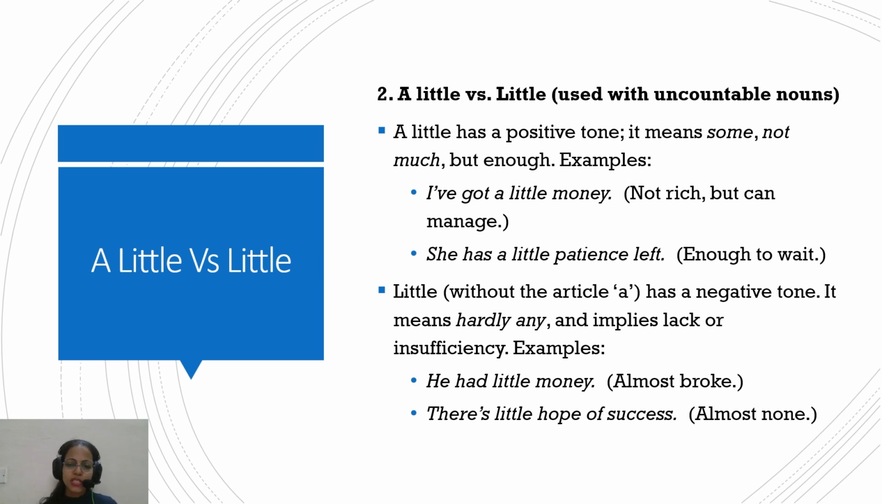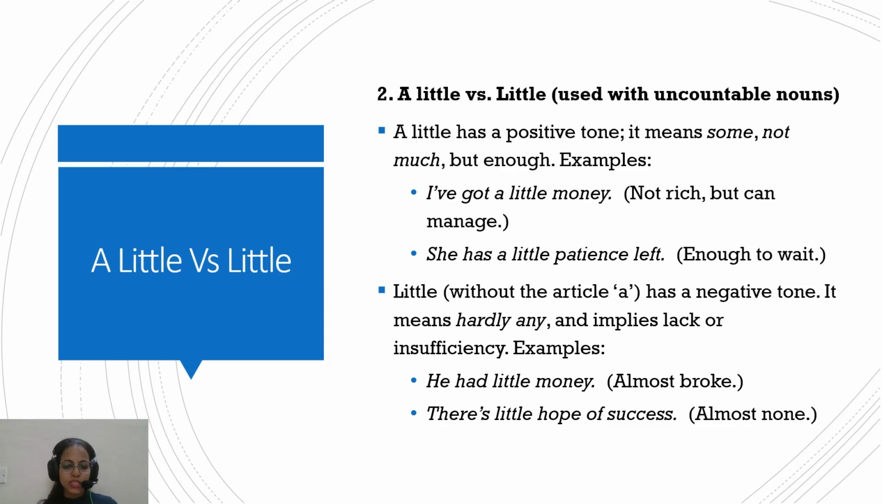She has a little patience left. So that means she's been waiting for some time and most of her patience is exhausted, but still some is left, and that's enough for her to pass some time. Similarly, little, like few, is also frustrated. So without the article a, little has a negative tone. It means hardly any, and it implies a lack of or insufficiency.